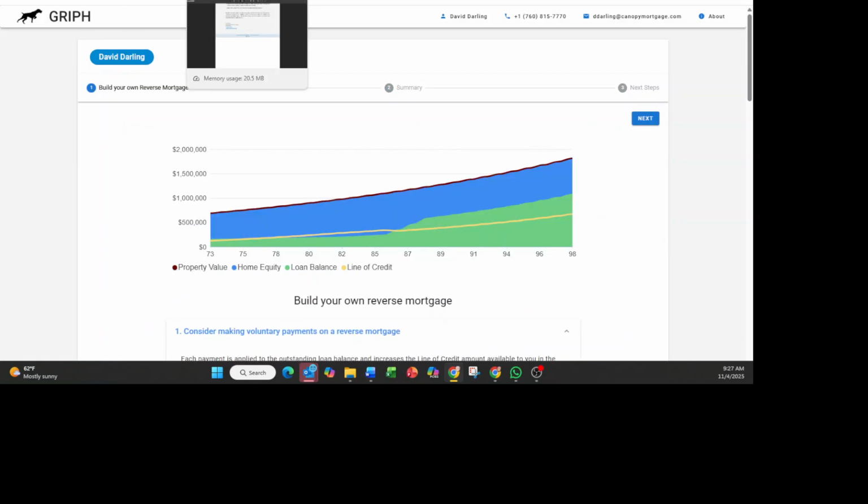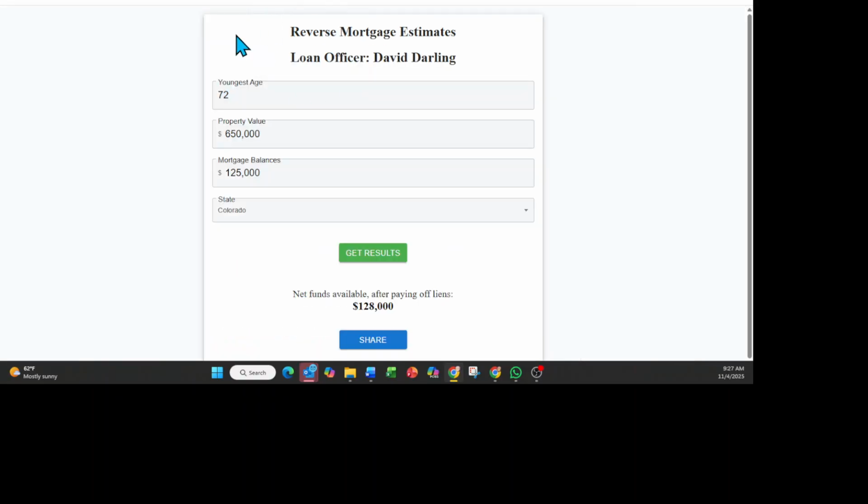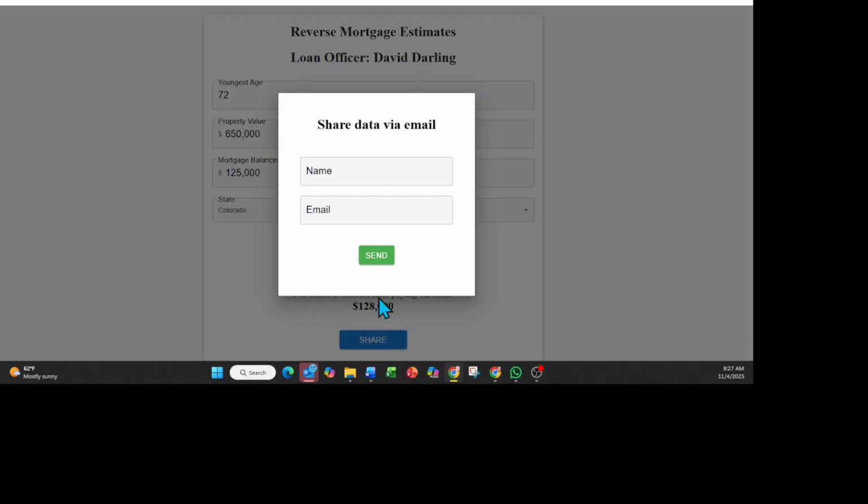The other way to get numbers quickly and easily is this smartphone application that can also live on your laptop like this one does. Here we have that same 72-year-old, $650,000 home with $125,000 balance in Colorado. And you'll see that same $128,000 that was available on the line of credit in the long form here. If that's enough to get the ball rolling, you just click share, put in the borrower's name and email address. They'll get a quick email asking them to confirm that we have the correct email address, and things will move on from there.